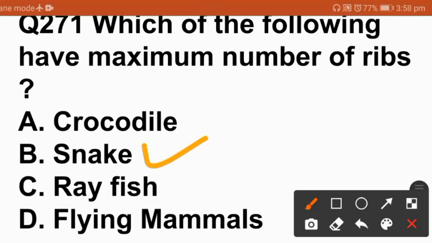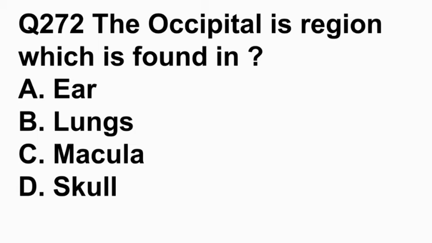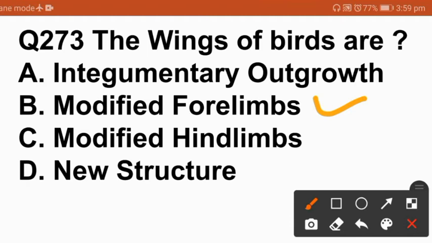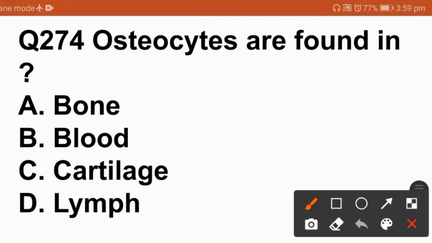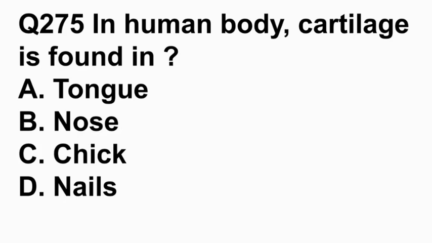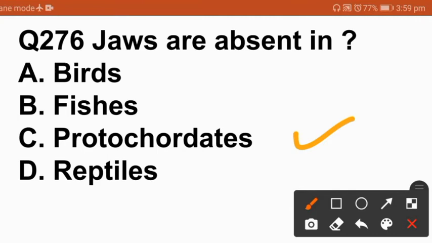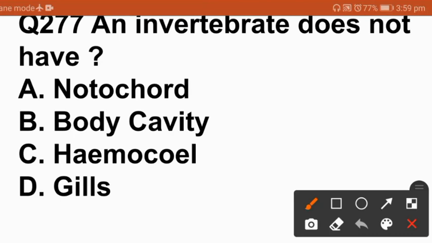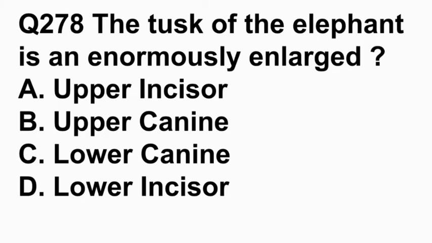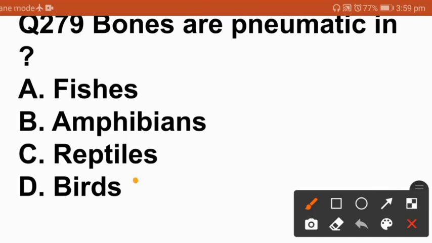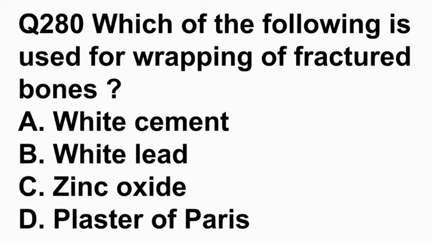The occipital is region which is found in D. Skull. The wings of birds are B. Modified forelimbs. Osteocytes are found in A. Bone. In human body, cartilage is found in B. Nose. Jaws are absent in C. Protochordates. An invertebrate doesn't have A. Notochord. The tusk of the elephant is an enormously enlarged A. Upper incisor. Bones are pneumatic in D. Birds. Which of the following is used for wrapping of fractured bones?